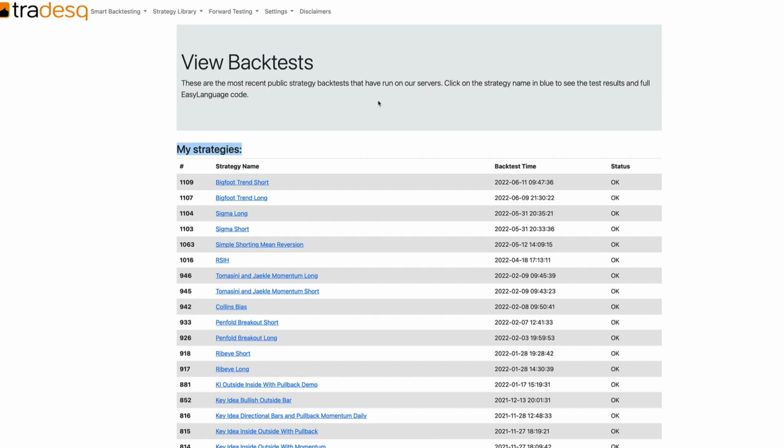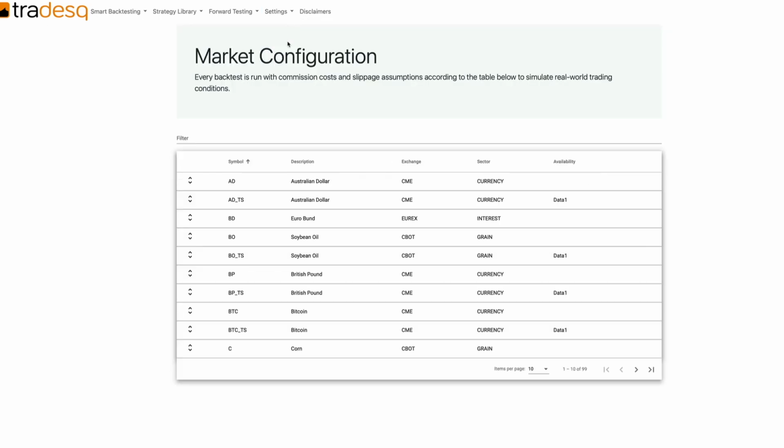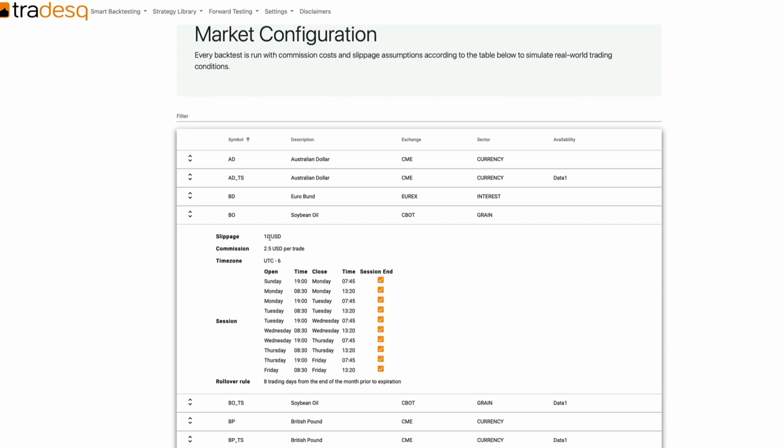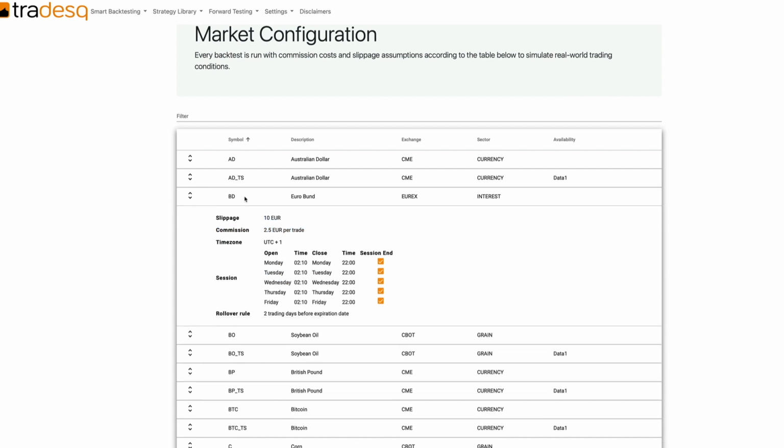Another thing to consider is, well, what about slippage and commissions? Well, if you go under settings and market configuration, you can see all the different symbols that TradeSQ is going to backtest on. And let's just grab one here. Soybean oil. We can see that slippage and commissions are already accounted for. And what's nice about this as well, when you are looking at a particular symbol, you can come into the symbol and see exactly what the slippage and commission was, as well as what type of sessions we are working with.